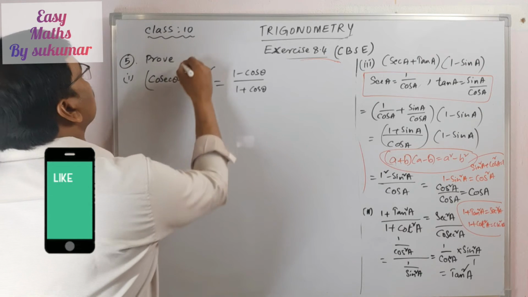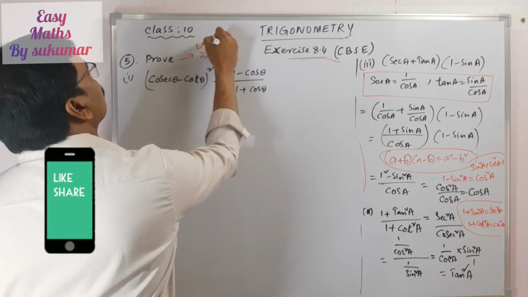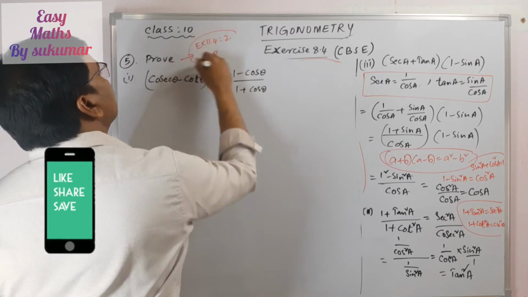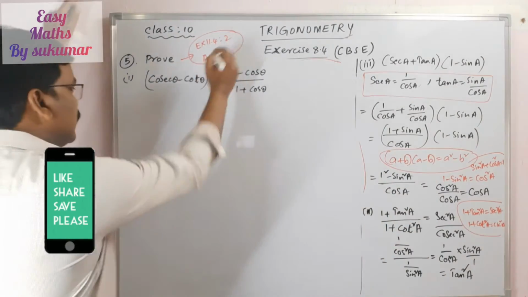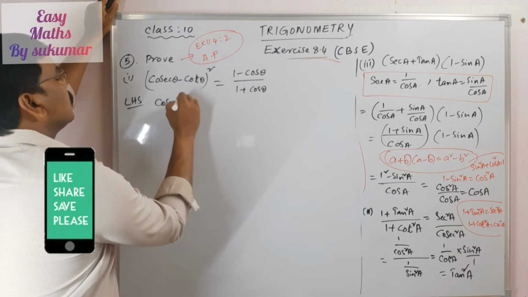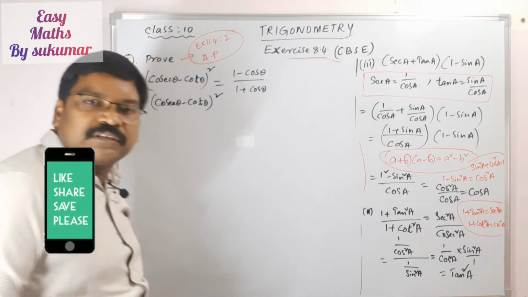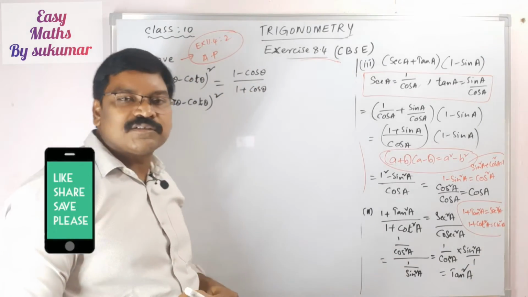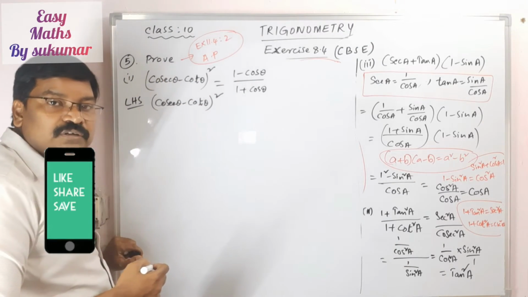This is the second question in exercise 11.4, for AP board students, right? Please look here. See, my dear students, what is LHS given here? Cosecant theta minus cot theta whole square. This LHS should be equal to what? 1 minus cos theta by 1 plus cos theta, right? Let us take LHS here, cosecant theta minus cot theta whole square.